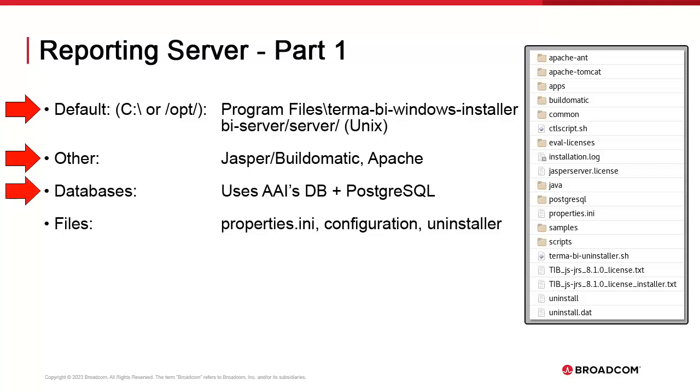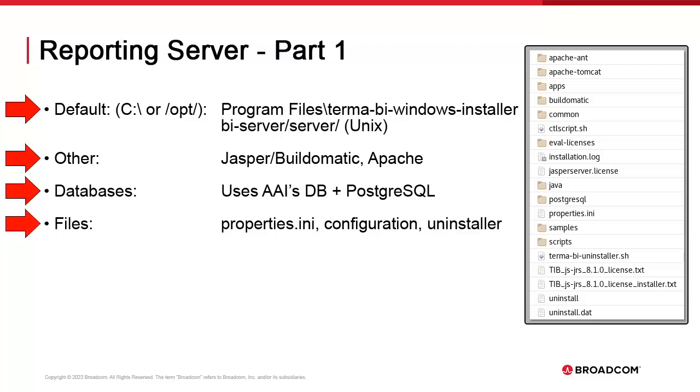Note that the reporting server uses two data sources. It extracts data from the AAI database and stores it in the Postgres embedded database. In larger enterprise implementations, users replicate the AAI database, and the reporting server uses the mirror so as to not impact overall AAI performance. The server has a handful of core files.